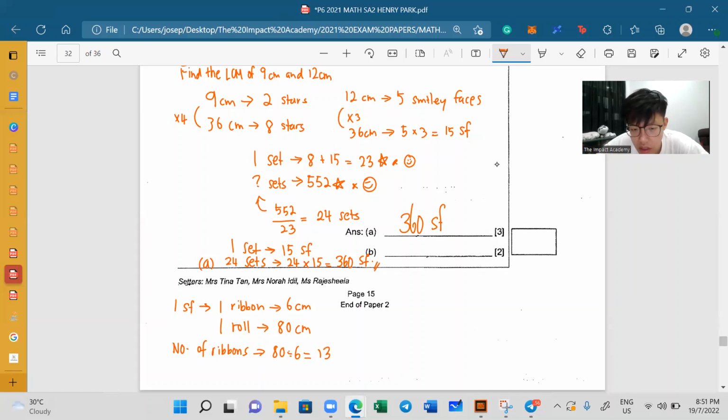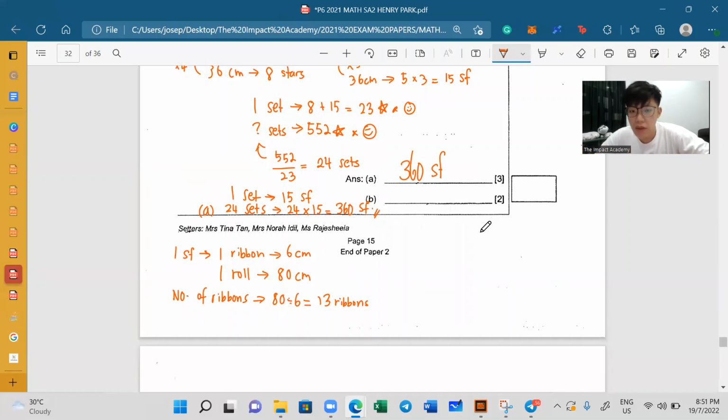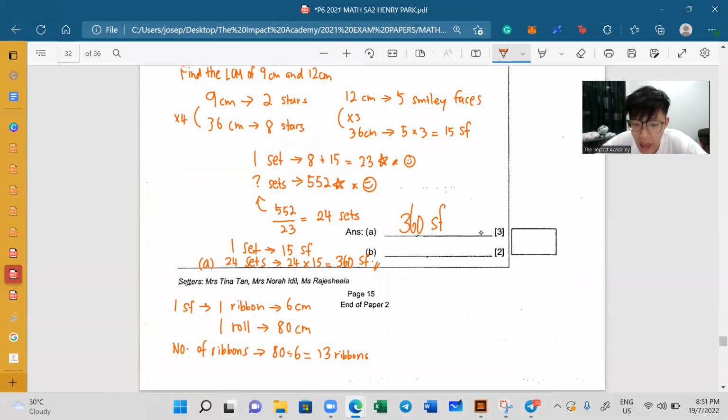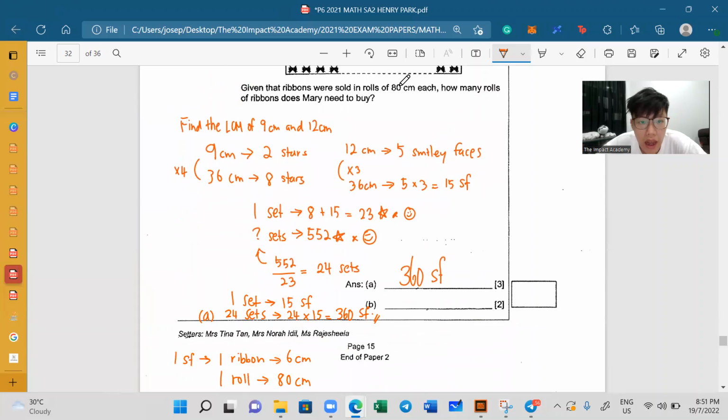So instead of living in decimal points, I'm just going to round it down to 13 ribbons. Okay, so in that one row, you will see 13 ribbons. And when I say I have 13 ribbons, it means that these 13 ribbons will help me to fit 13 smiley faces. Make sense? Okay, so we continue to read the question.